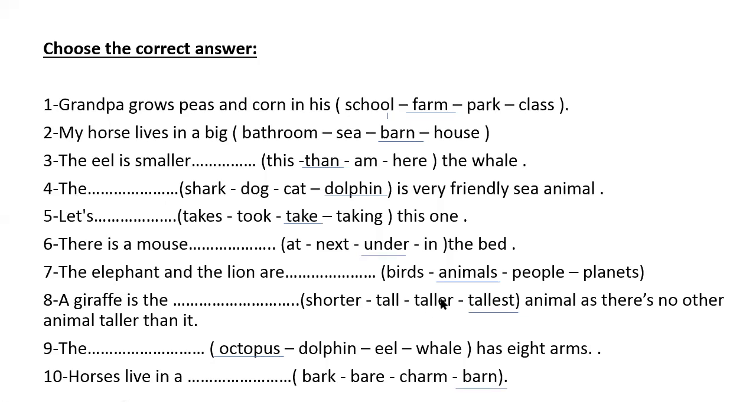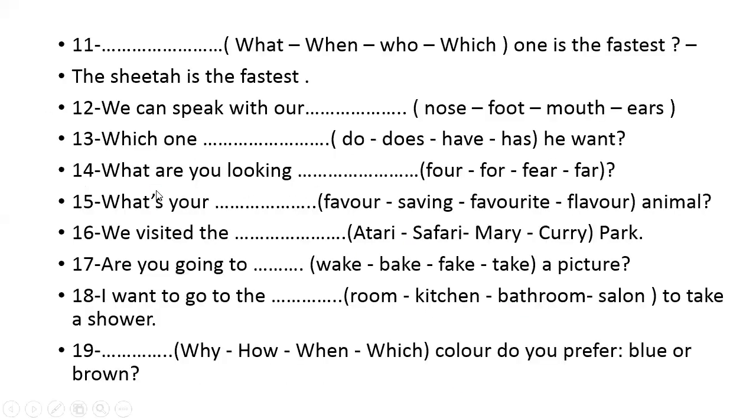Okay, let's come to the next page. Number 11. What, when, who, which one is the fastest? The cheetah, there's a mistake here. It's cheetah with C. The cheetah is the fastest. So we will choose Basil Muhammad. Can you hear me, Basil? Basil Muhammad? I'm not sure if Basil can hear me or not.